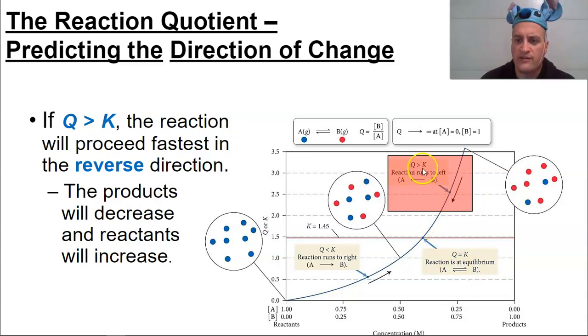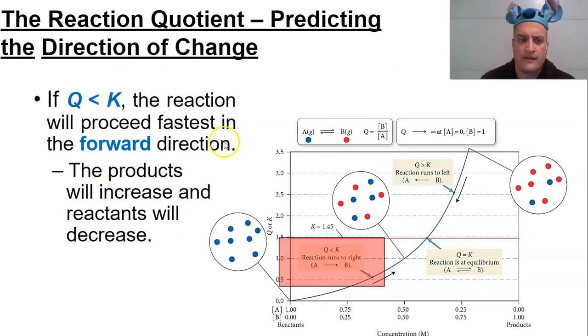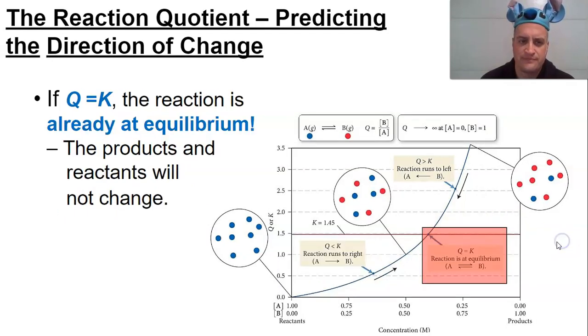However, when Q is greater than K, the reaction is going to run to the left. We're going to have products become reactants. If Q is less than K, it's going to proceed fastest in the forward direction. Products increase, reactants decrease. Because again, one of the things students often overlook is that when you make products, you have to use up reactants. When this goes up, this goes down. Sometimes students keep in mind that more products are made, but not how much that affects the reactants themselves.